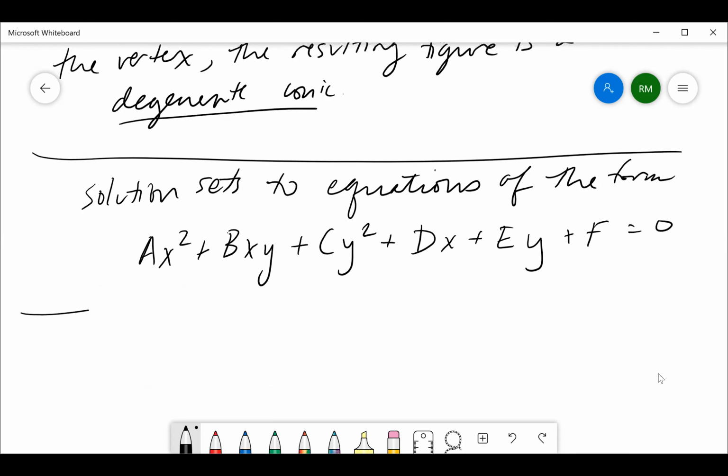I don't know if you did this in your pre-calculus class, but when I was in pre-calculus in high school, we had to take these general equations and then find the conic sections and graph them. It was this long process.